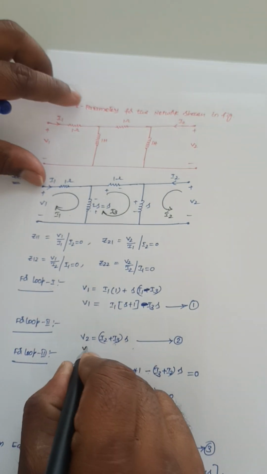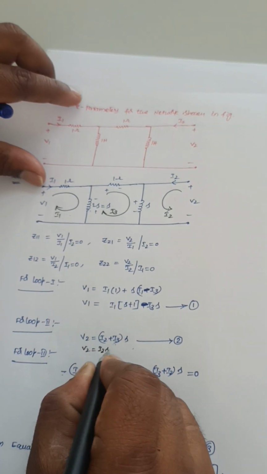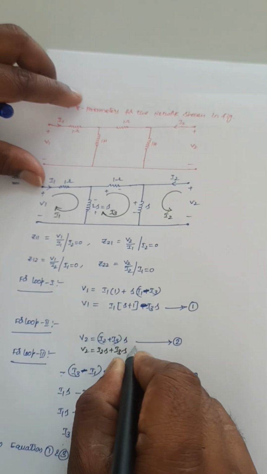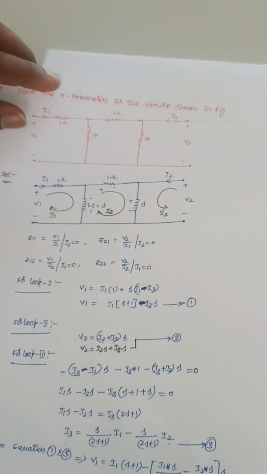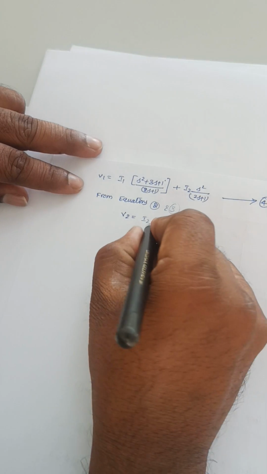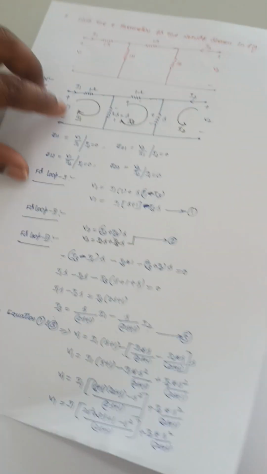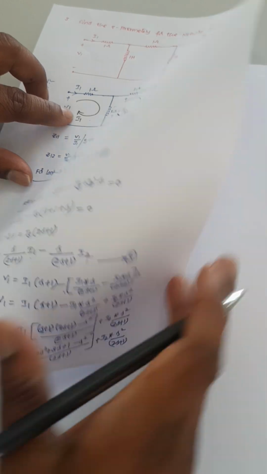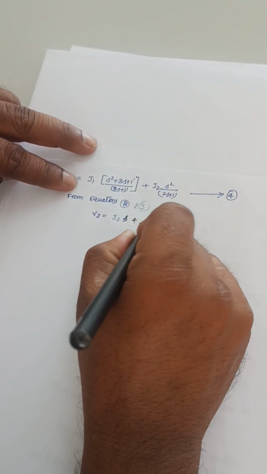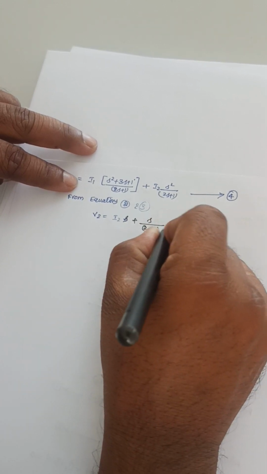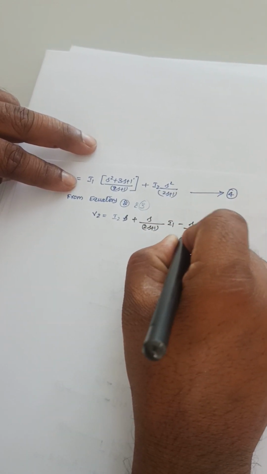So first let me divide this equation. It is V2 is equal to I2 into S plus I3 into S. Let us consider this one as equation number 2. So I2 into S plus I3, where I3 is S divided by 2S plus 1 into I1 minus S divided by 2S plus 1.